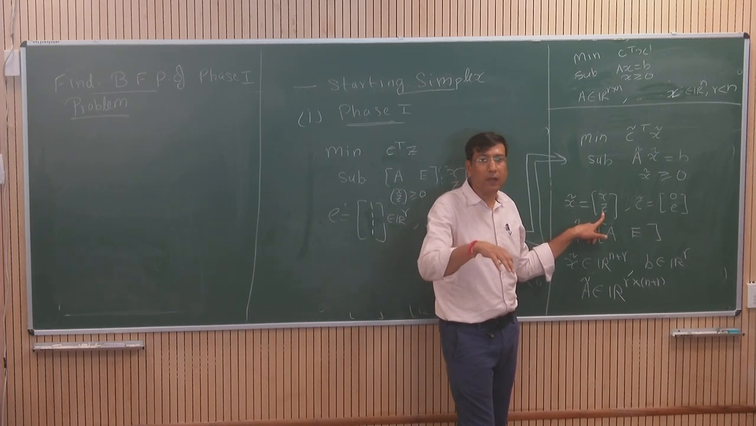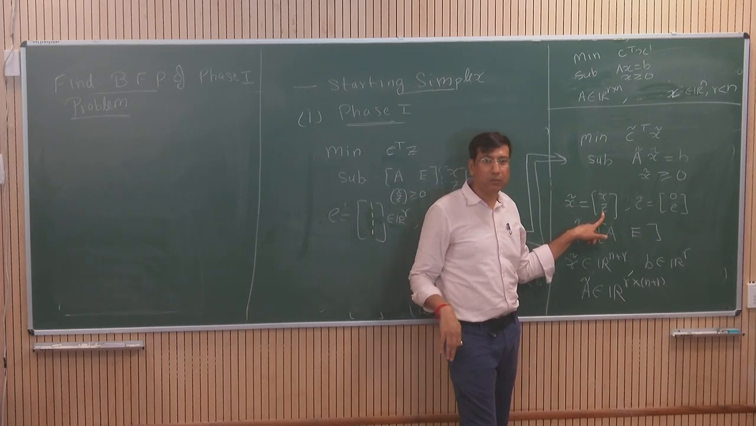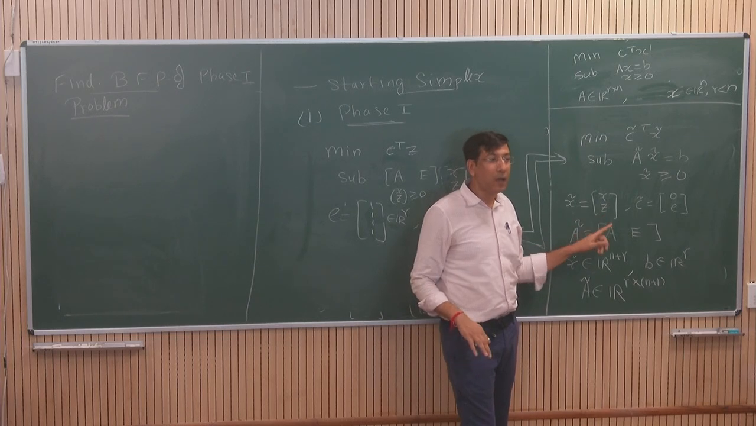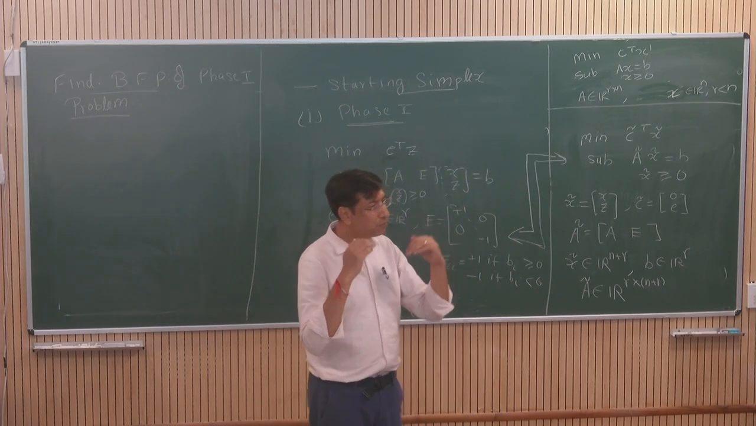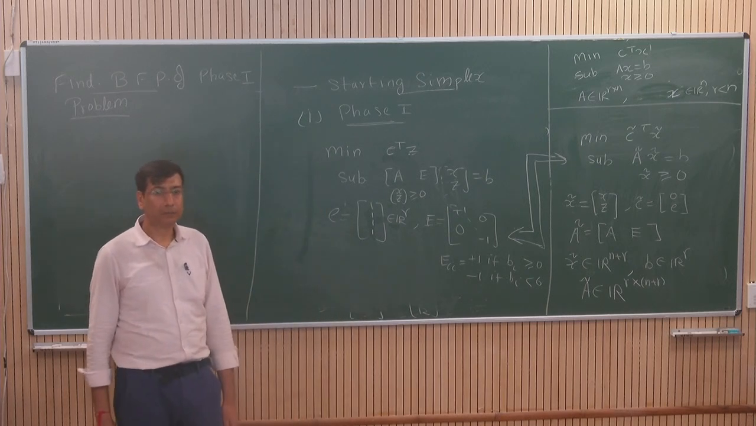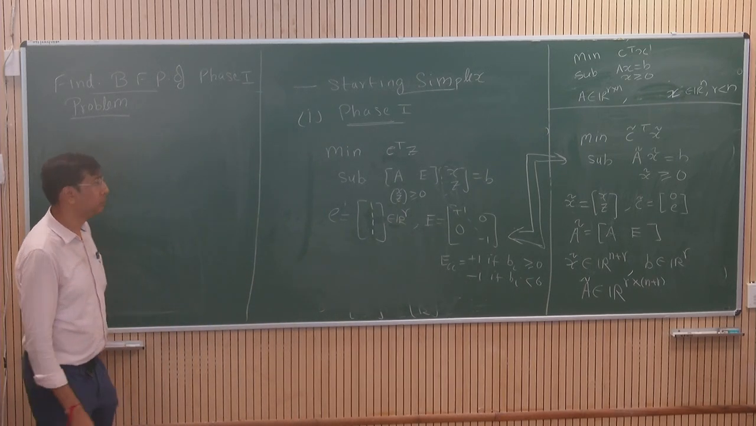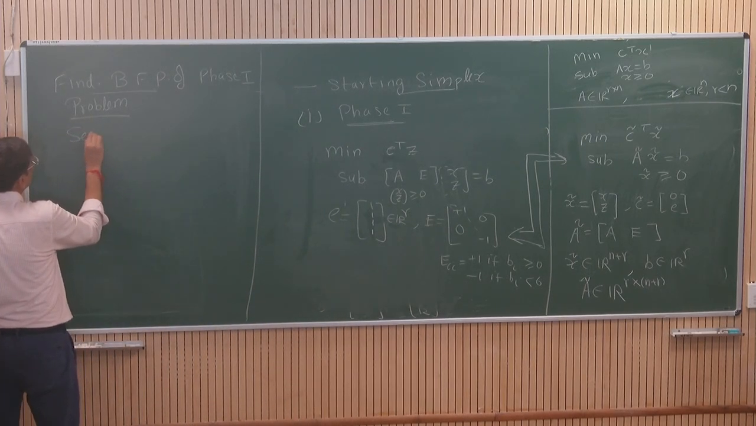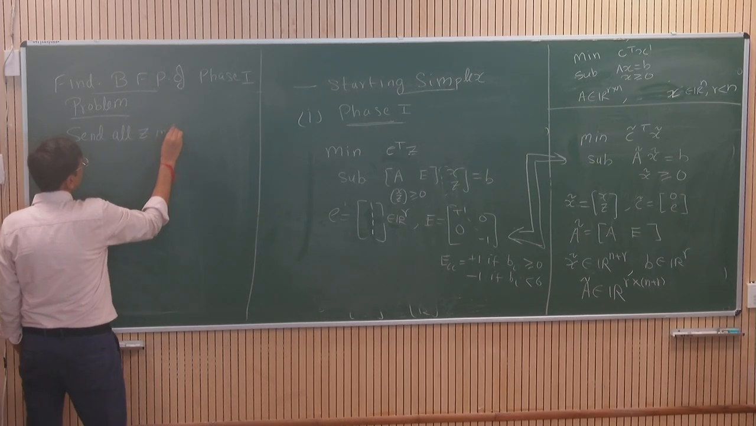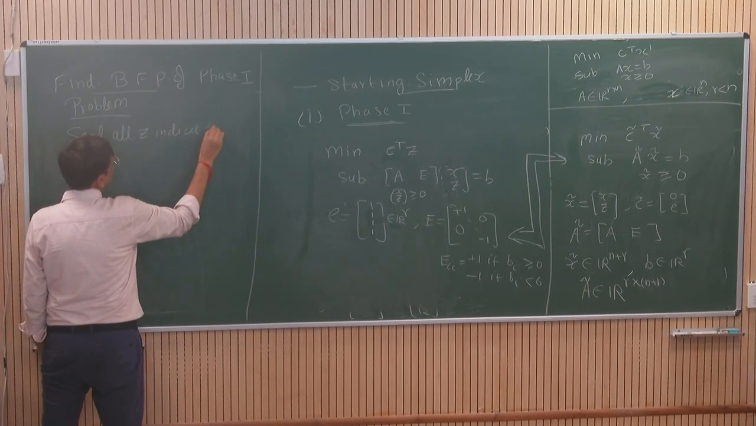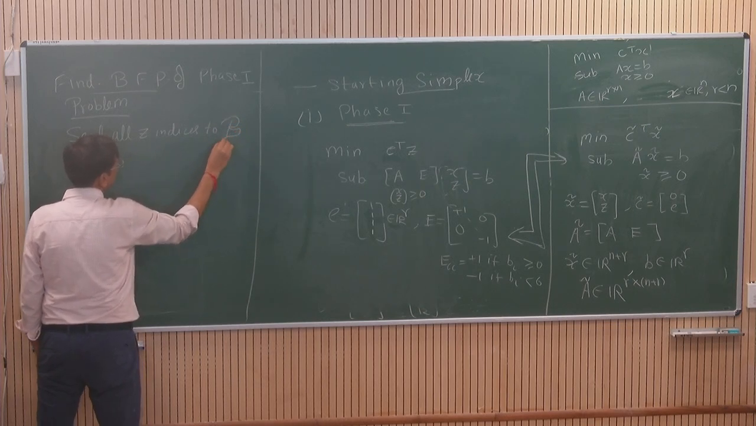Aviral was able to think. Are others able to think with me now? The easiest idea is that, I don't know whether that is giving me a basic feasible point, but we want to just follow through and check. Is that okay? So we'll say send all Z indices to the B set.